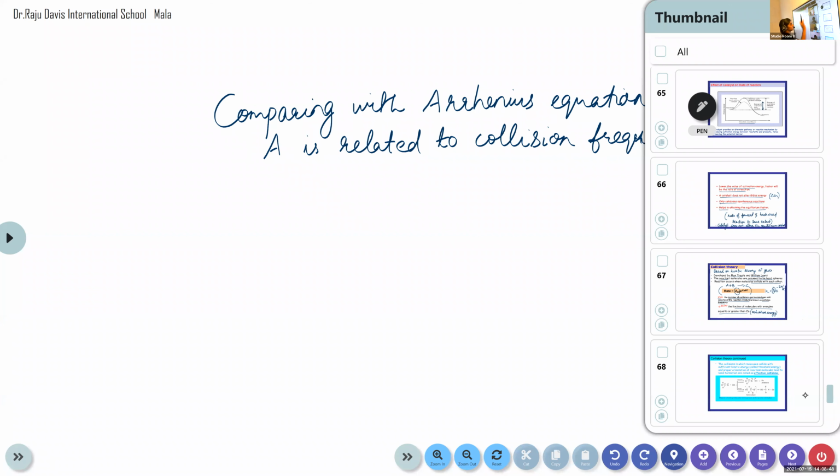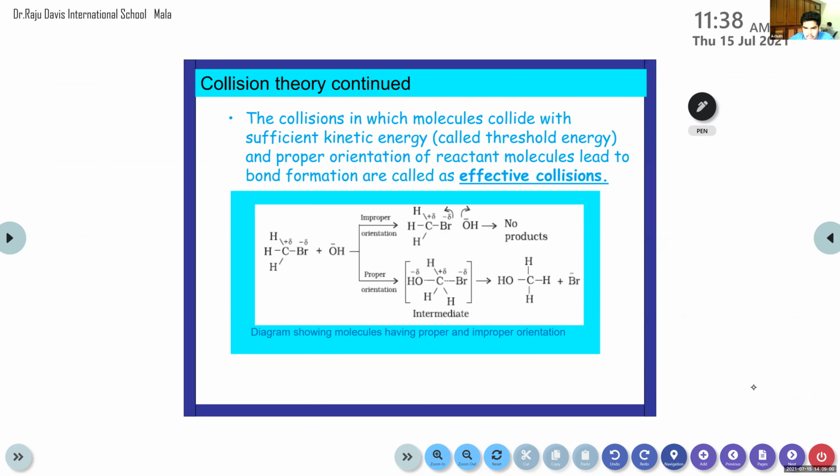Shall I move to the next one, children? Yes. Then we have learned that we are assuming these reactants as hard spheres, and if collision between these hard spheres takes place, that means the reaction will take place, right? Then we are discussing these collisions.